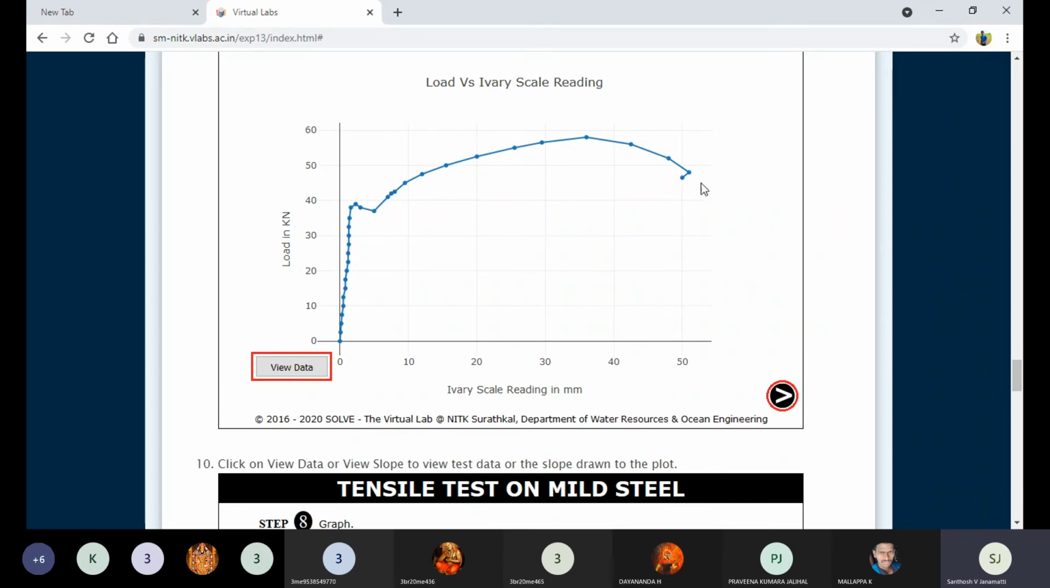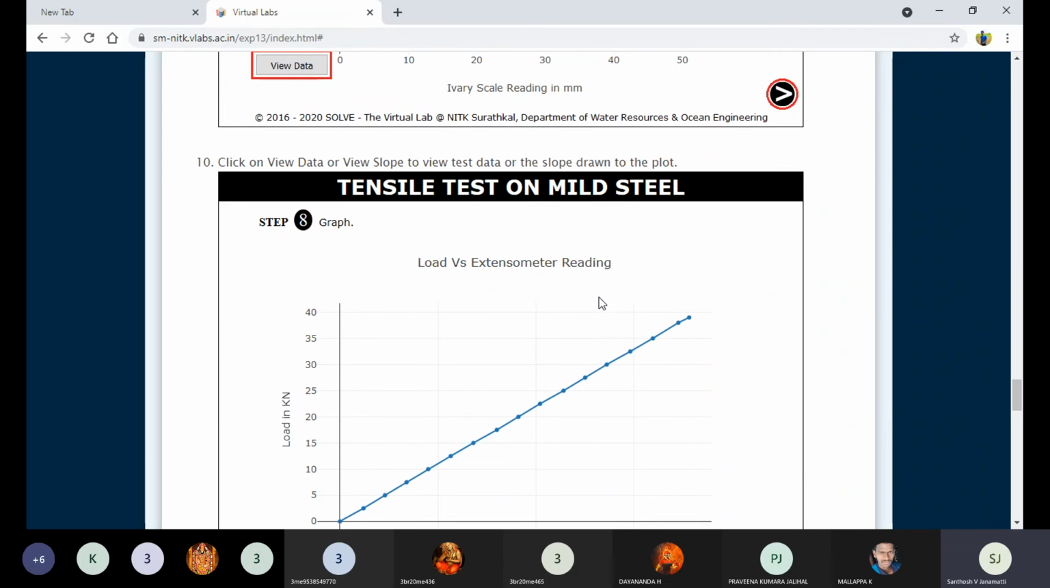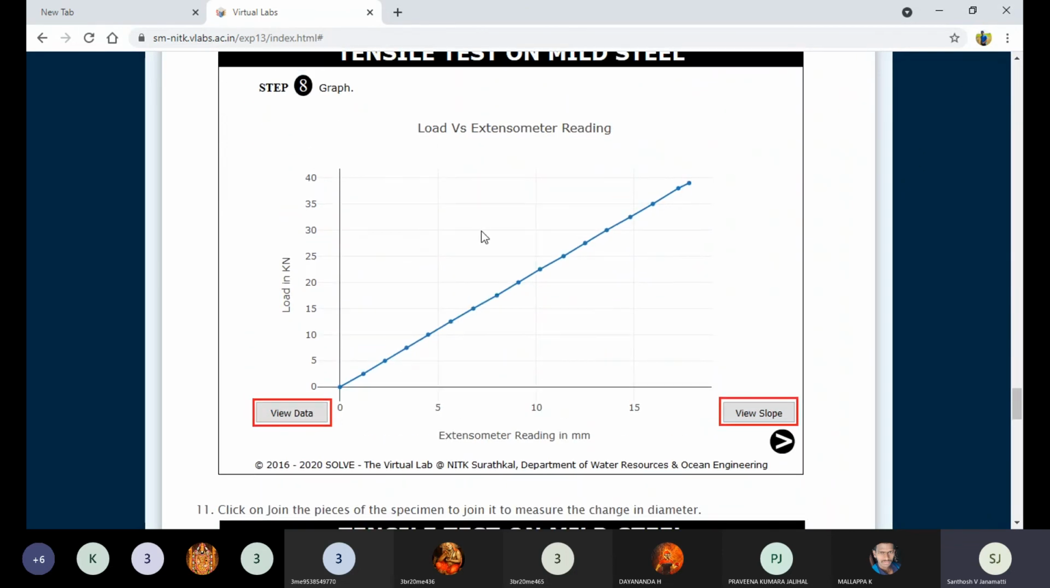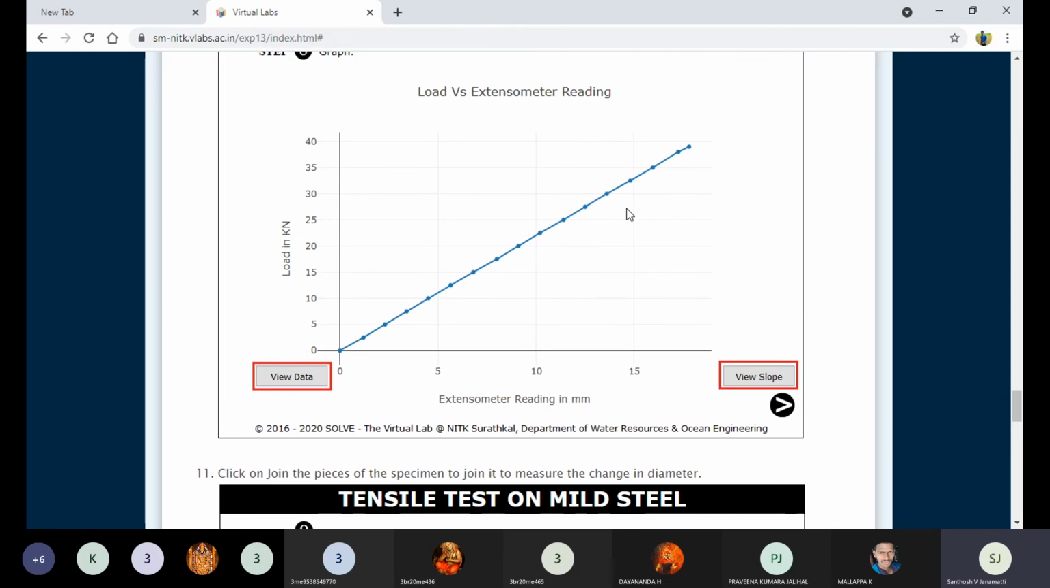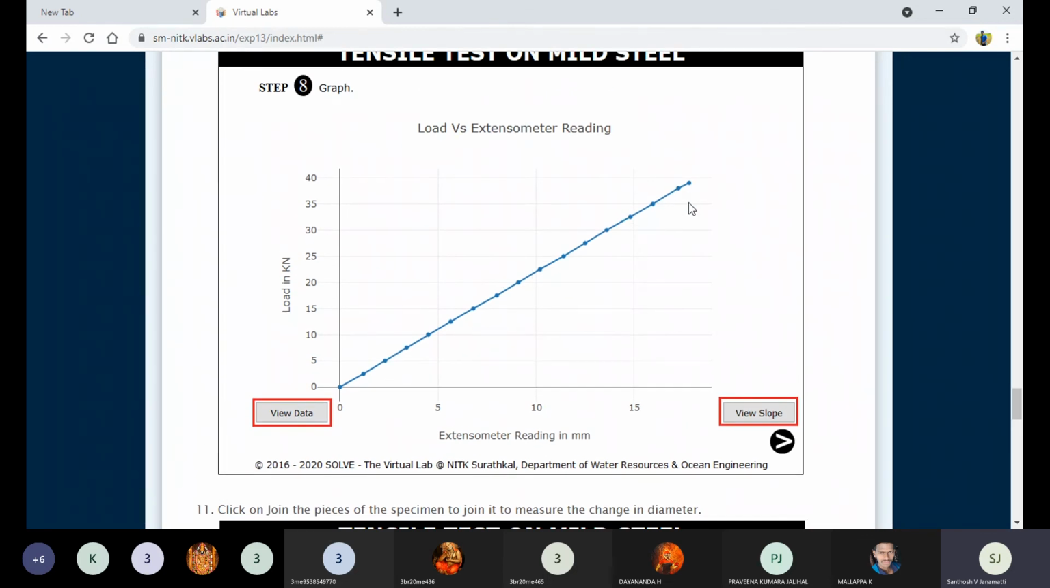So we can take these values, ultimate and yield, and then calculate the ultimate strength and fracture strength, like this. I hope you understand. I can show you the graph for brittle materials. See, there is no deformation. This is cast iron. Cast iron is a brittle material, so there is no deformation. This is what we call the yield, and thereafter the fracture takes place.